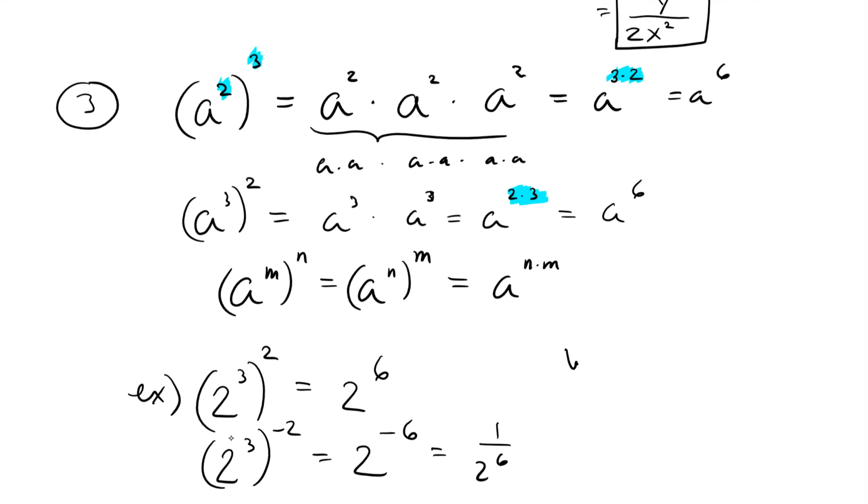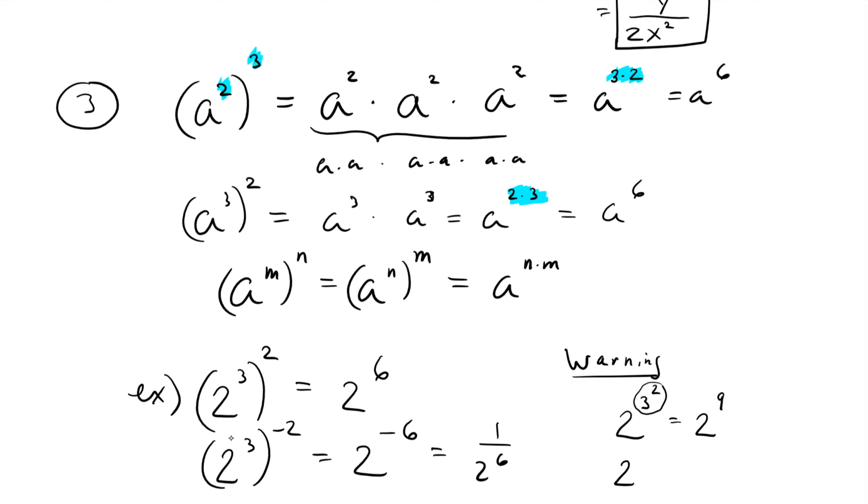And maybe a little warning here. If I have something like 2 to the 3 to the 2 with no brackets, I need to calculate this first. The exponent 2 applies to 3, so this is 2 to the 9, right? So you see it's not at all the same.